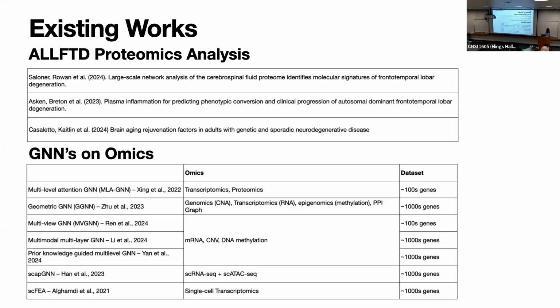So among these GNN omics papers, only one of them has been applied to a proteomics data set, and it was more of a proof of concept on a smaller COVID-19 data set, and none have been used on this FTD proteomic data set. So that's what we are doing here.